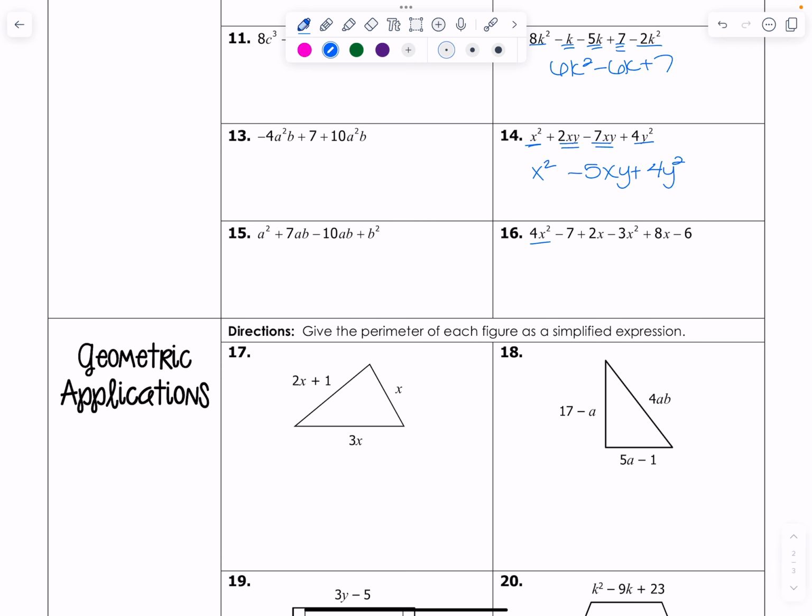Okay. And then a 4x squared and a 3x squared gives me 7x squared. And then a 2x and an 8x give me a 10x. And then a negative 7 and a negative 6 gives me a negative 13.